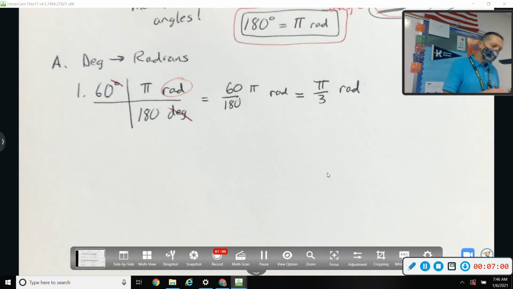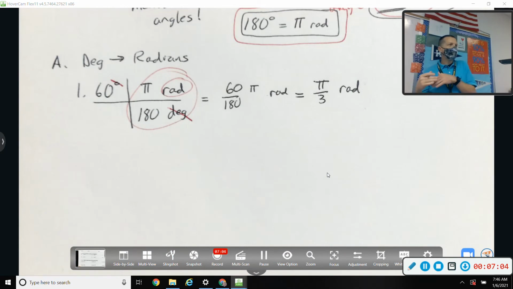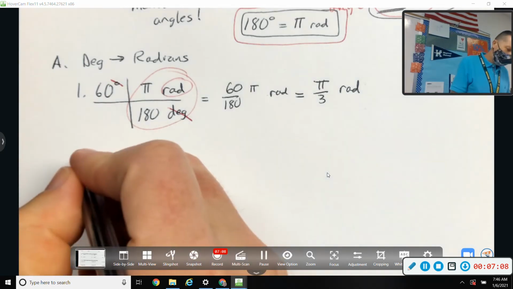So we're always going to use the pi and 180. It's just a matter of who goes in the top, who goes in the bottom. But you don't memorize it. You just figure out how to make the units work.